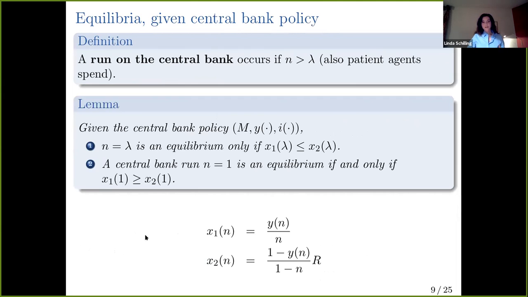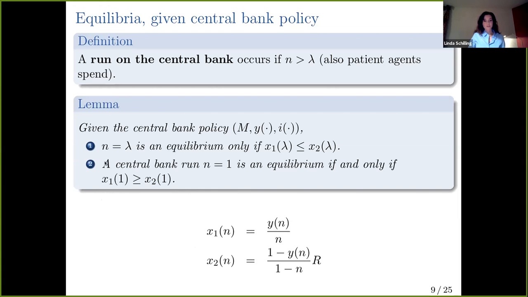Good. So we define a run on the central bank as the incident that also patient agents are spending. Generically, since the central bank offers nominal contracts, you could think a run can never happen because the central bank controls the price level and so on. So the question is now, why would patient agents actually spend rather early than late? Because recall that they are rather interested in late consumption. So we have to find out under what conditions it is an equilibrium that only the impatient types are spending, and under what conditions a central bank run is an equilibrium.